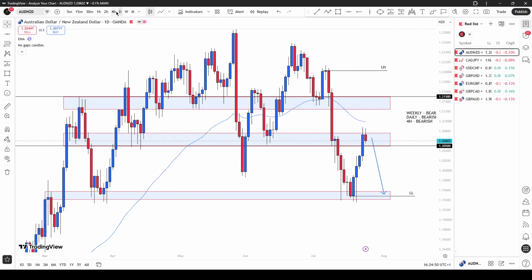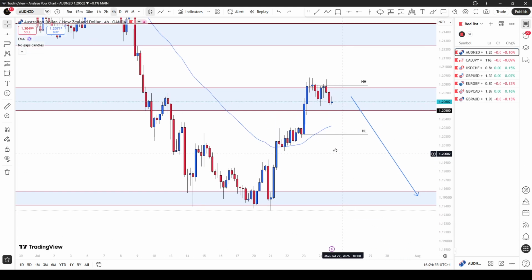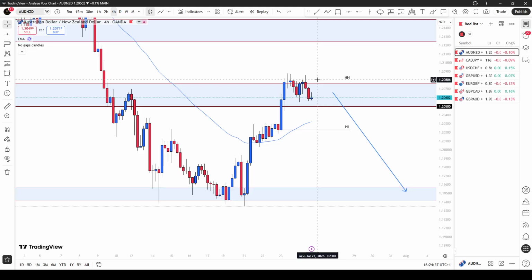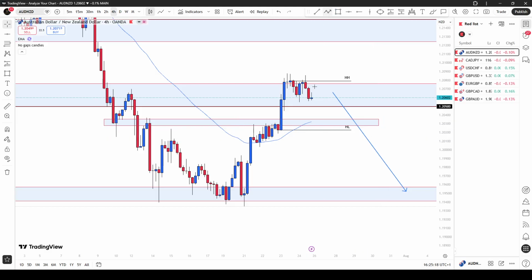Simple. So on the 4-hour time frame, we are bullish. This is the higher high, this is the higher low. So if I get more rejection candles here, or if price should break and retest this minor zone, something like this, retest here, then I'll look for sells to this place.